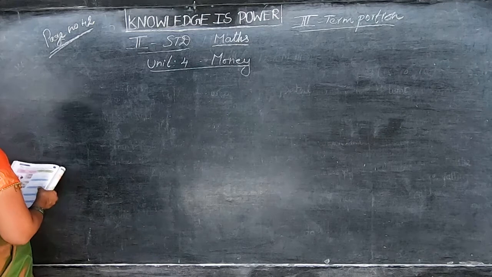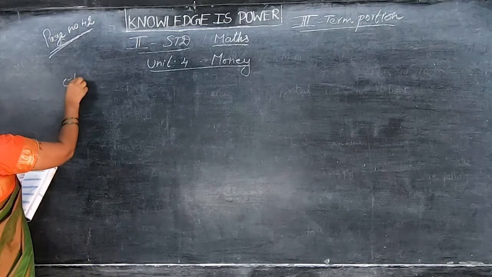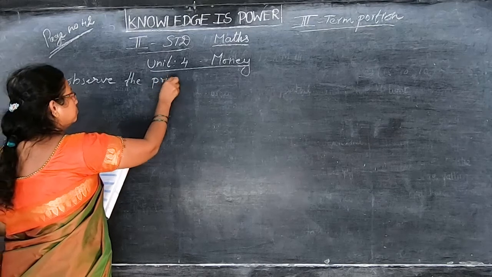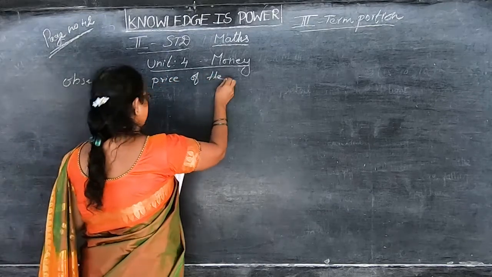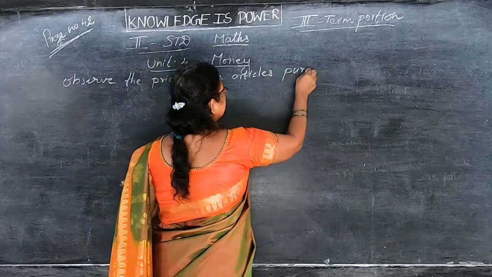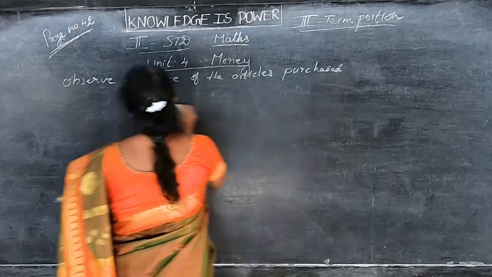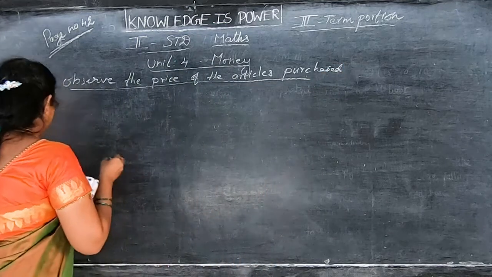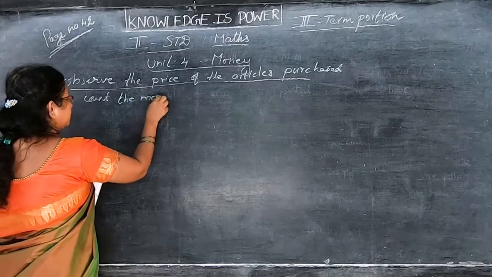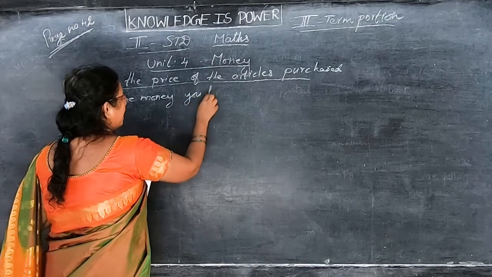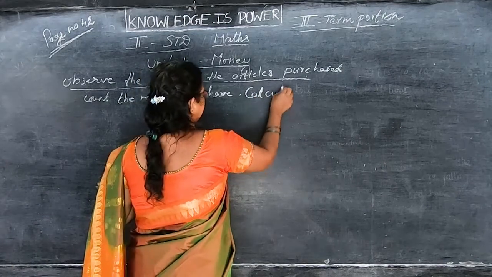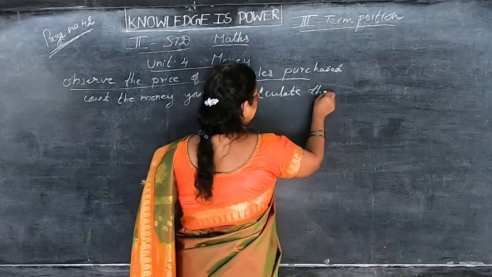Observe the price of the article purchased. You should count the money you have and you should see the balance, how much balance money you have in your hand. Calculate the amount.